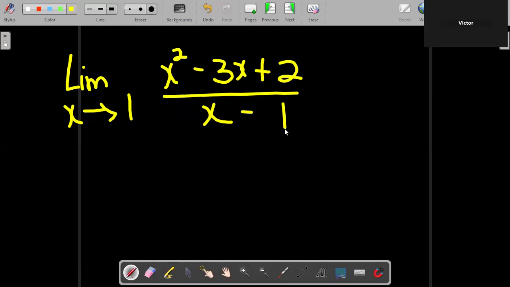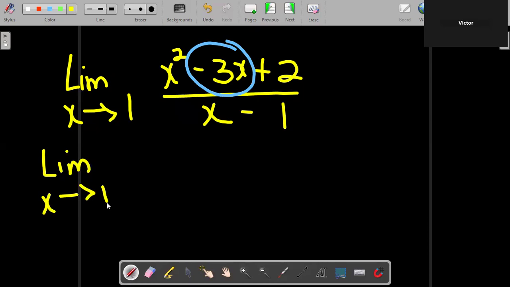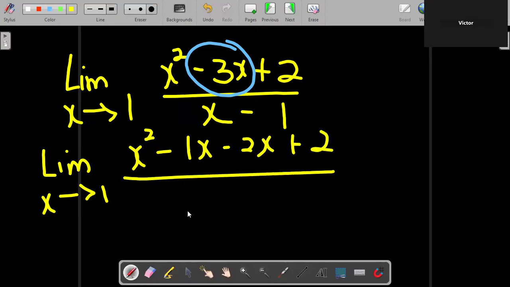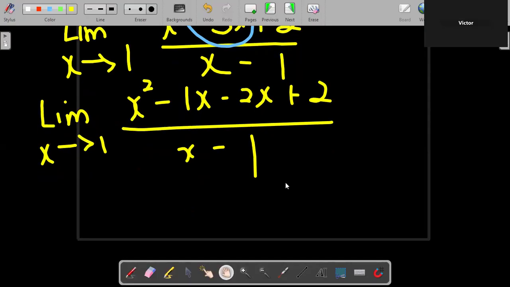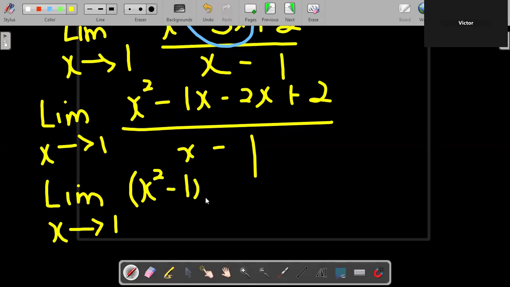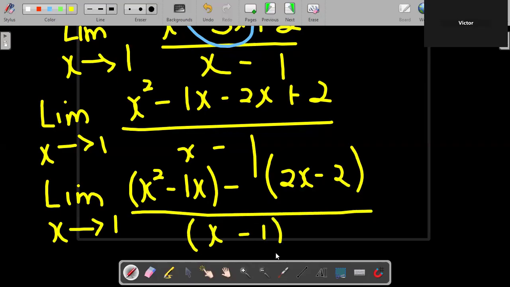So let's fix them. I will use minus 2 and minus 1 to replace minus 3. So I'm going to have the limit x tends to 1 of x squared minus 1x minus 2x plus 2 over x minus 1. You see that? What I'm going to do now is bracket the first two: x squared minus 1x. I also bracket the last two: 2x minus 2, over x minus 1.